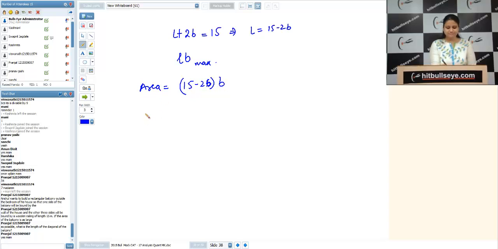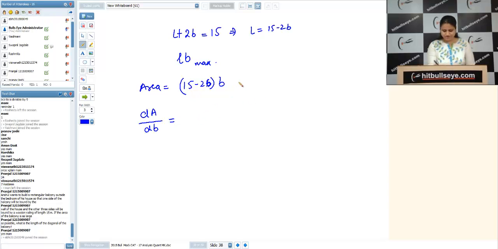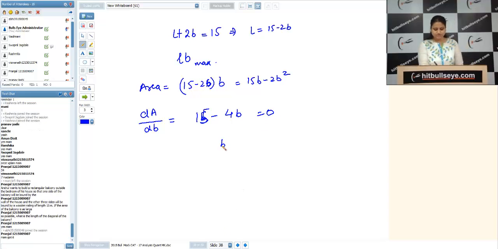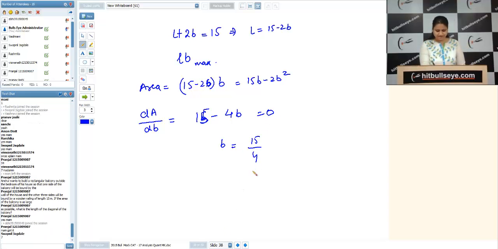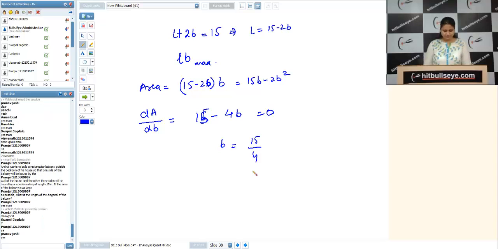Now this was area. We want to maximize area. I'll take derivative of this by using product rule, or simply you could take this, which comes out to be 15 minus 4b. This is equal to 0. So I'm getting b as 15 by 4. Is it okay, Pranjal? Okay, I think now the concept is clear.